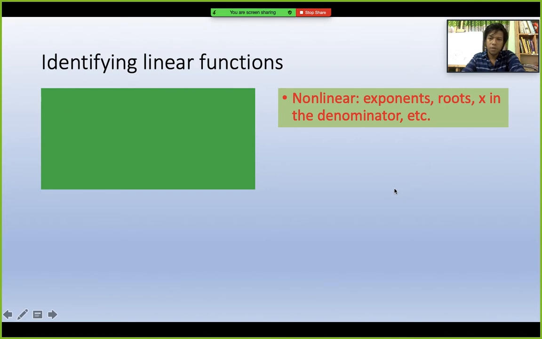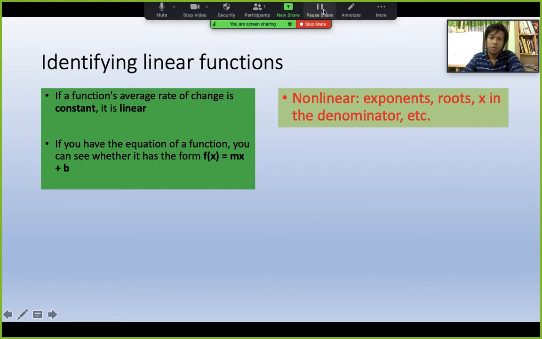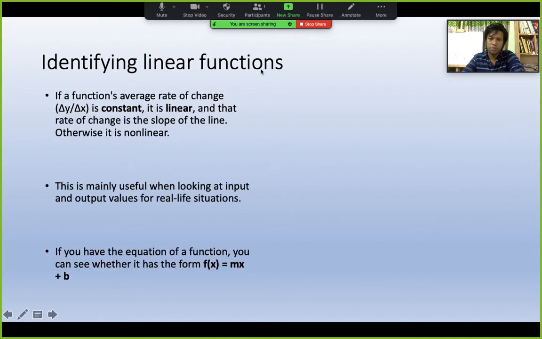First of all, how we will understand which one is linear, which one is non-linear. This is the rule. If a function is linear, then the average rate of change is constant. You will have some slope there. Okay. Average rate of change is constant. And for nonlinear, there will be some exponent, root, x in the denominator, etc. Let me show you that. We have it actually in the next page also.